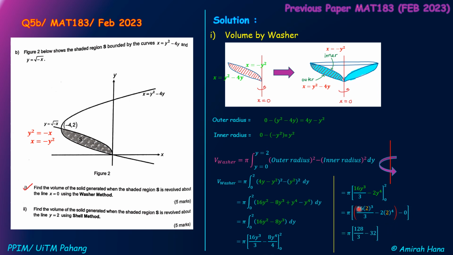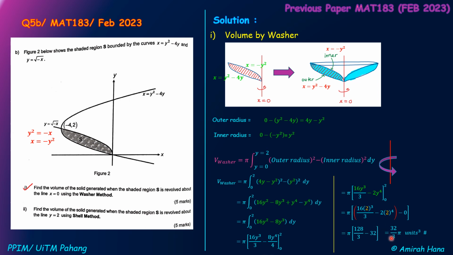We got 128 over 3. And then this one we got minus 32. And then we have single pi outside here. So after we simplify, we got 32 over 3 pi units cube. Okay, we put units cube beside the final answer. Okay, and then we leave the final answer as fraction and pi symbol, right? And volume always positive, right?